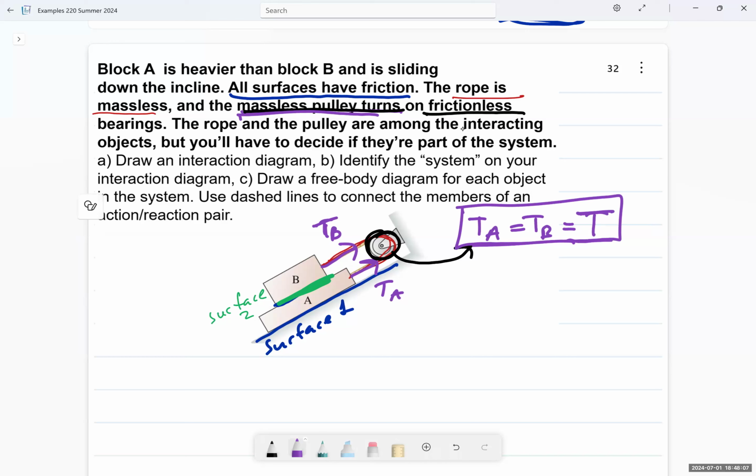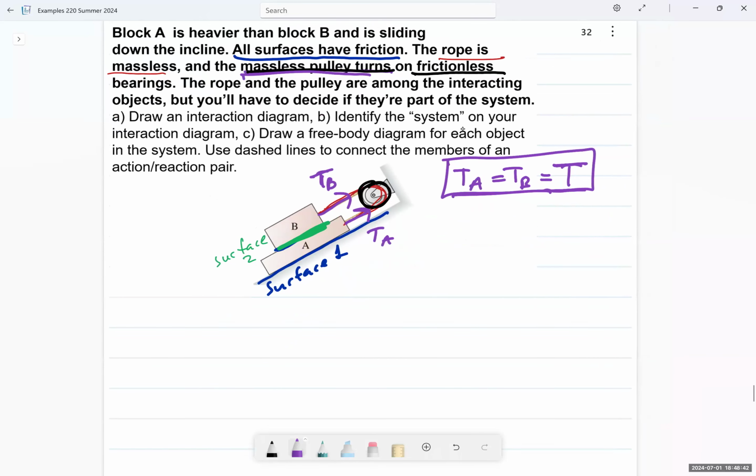Okay. So now it says the rope and the pulley are among the interacting objects, but you'll have to decide if they are part of the system. Now our goal here is to draw an interaction diagram, and that's the one where we have to recognize which forces are interacting with one another. Identify the system on your interaction diagram, your free body diagram for each object, and use a dashed line to connect the members of an action-reaction pair. Okay, so a lot of things happening over here.